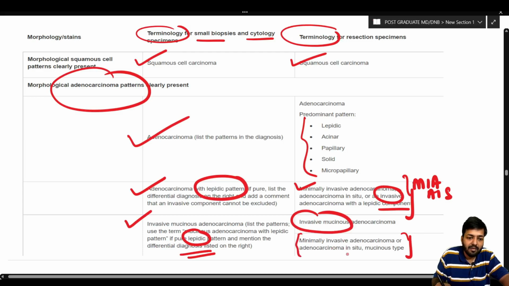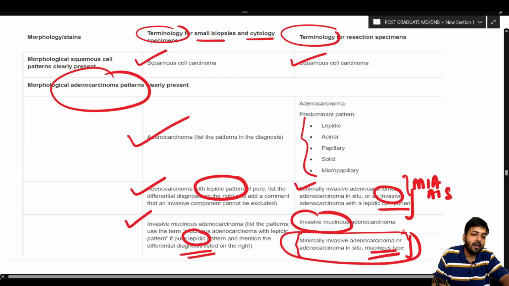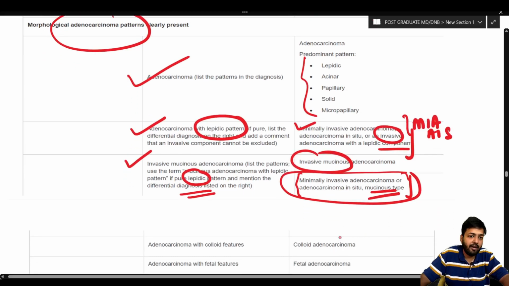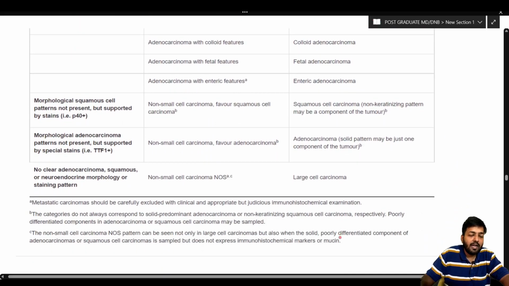But if you are thinking minimally invasive adenocarcinoma or adenocarcinoma in situ, mucinous variety, then this diagnosis has to be made only on the resection. Okay, only on the resection. If it is done on a small biopsy, then you have to write lipidic pattern, and in the differentials you can write them. Then adenocarcinoma with colloid features is stated as colloid adenocarcinoma. Fetal features, fetal adenocarcinoma. Enteric features, enteric adenocarcinoma on the resection specimen.